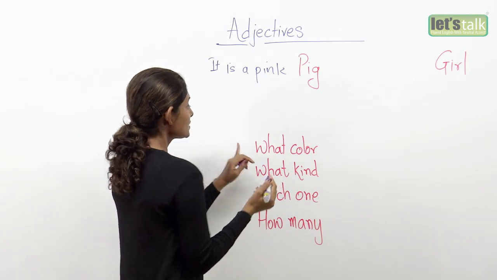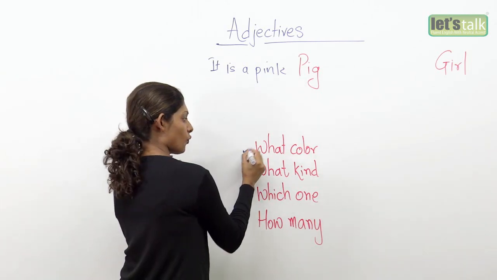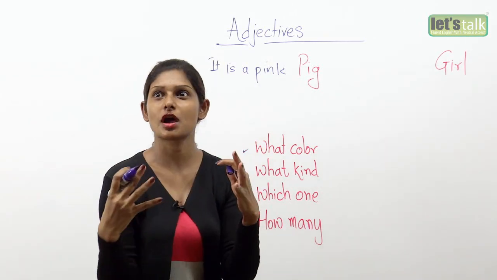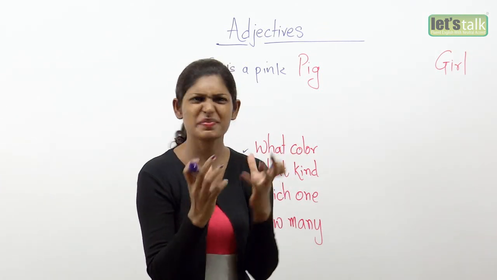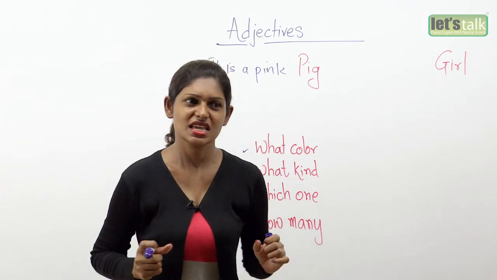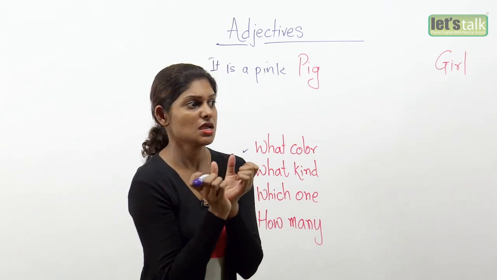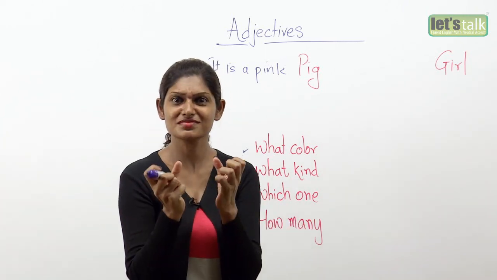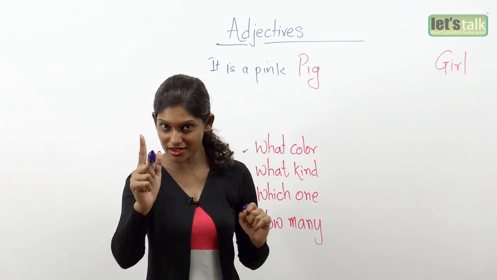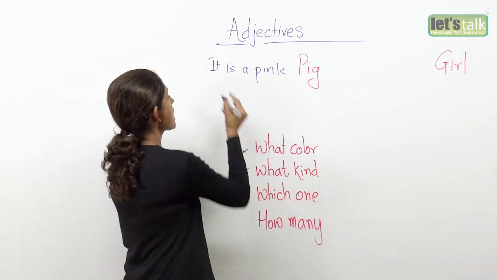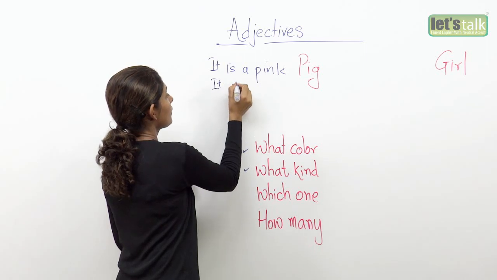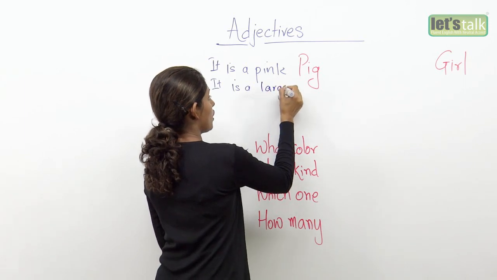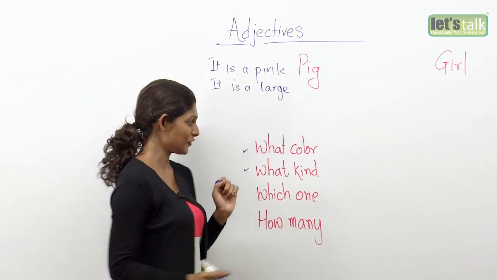Oh well, all right. So we have taken care of what color, all right? What kind, all right? How can you describe it? What kind of pig is it? Is it a fat pig? Is it a small pig? Maybe it's an ugly pig. No, pigs are not ugly. I just love them, so cute, right? Okay, so let's take one example. It is a large pig, okay? It is a large pig. There you go, all right?